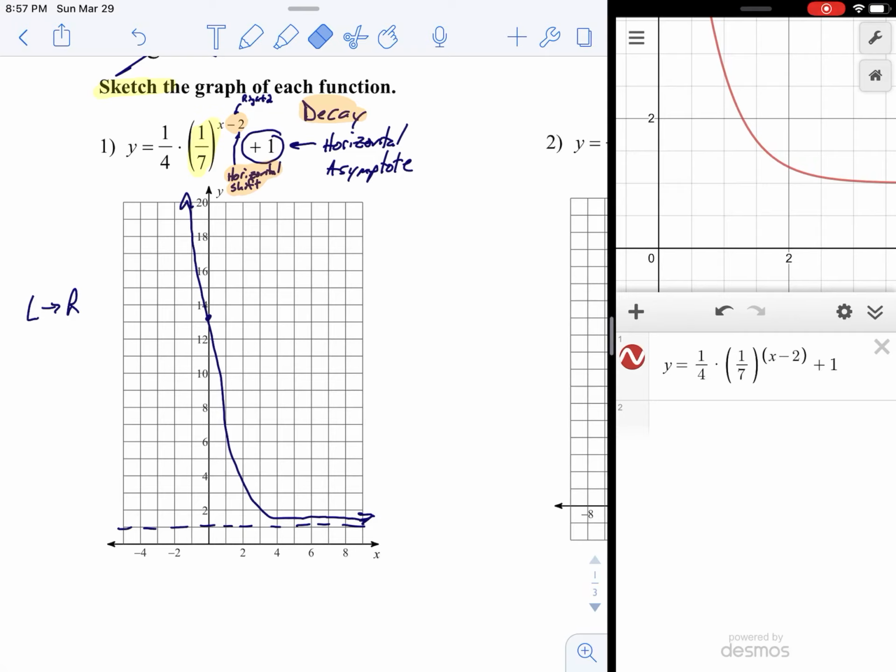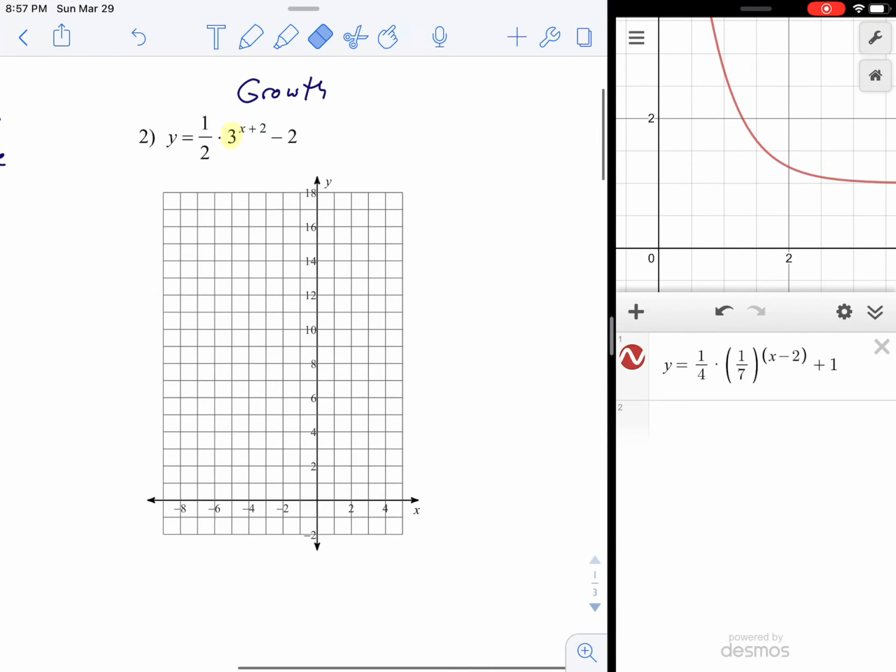So since there's only 2 options, growth or decay, it's kind of expected that you'll know the difference. So when we do number 2, being a growth, it should be sort of like this. Now that's too vague. We're going to get specific, but let's answer all the questions.